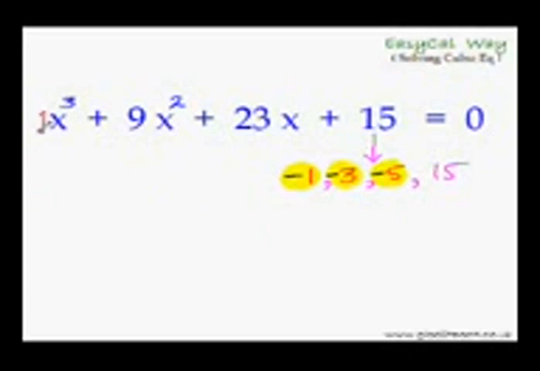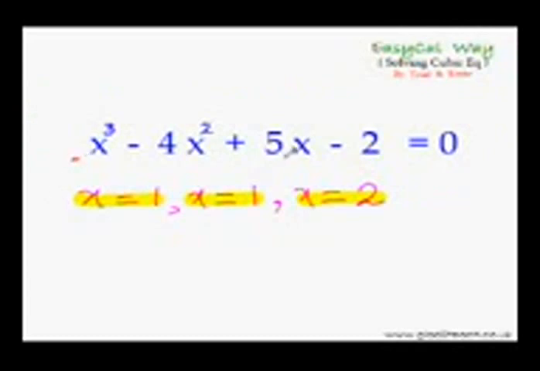Look at this cubic equation. 1 plus 23 is 24, and 9 plus 15 is also 24. So you can instantly say that one root is minus 1. 1 plus 5 is 6, and minus 4 minus 2 is minus 6. That means the sums are opposite, and when that happens, one root has to be 1, positive 1. You can instantly know that.